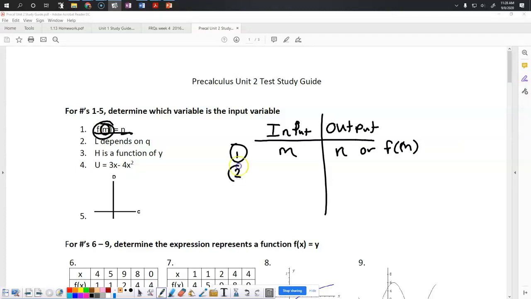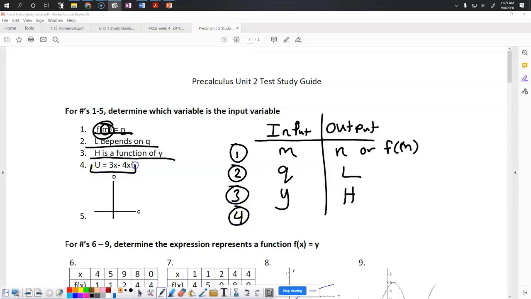Let's go ahead and take a look at number 2 here. Number 2, L depends on Q. Okay, whenever it's written as a sentence, the letter that comes last is the input, the other one is the output. Number 3. Same thing here. The one that comes last is the input. The first one is the output. Number 4. Whenever you have something written as an equation, the variable that's all by itself, in this case the u, is the output. The other one that has stuff with it would be the input.